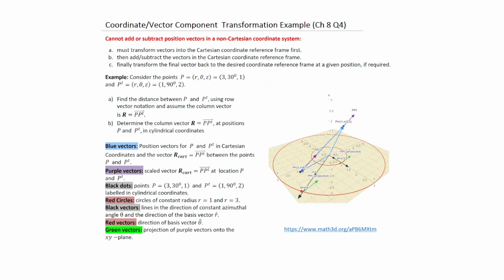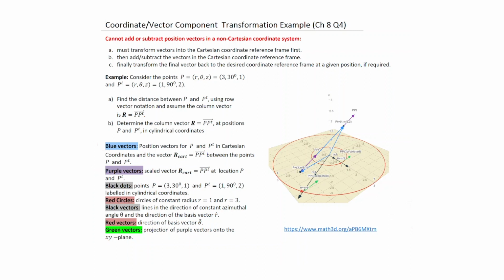The diagram on the right there is 3D. It can be accessed at that URL, which is down here. And just for reference, everything is color-coded. Over here, blue vectors are the position vectors for P and PT in Cartesian coordinate systems. And the vector R Cartesian is PPT, which is the vector between the points P and PT. The purple vectors are scaled versions of the vector R Cart at location P and PT. Scaled just means made small enough so that it stays within the size of the page.